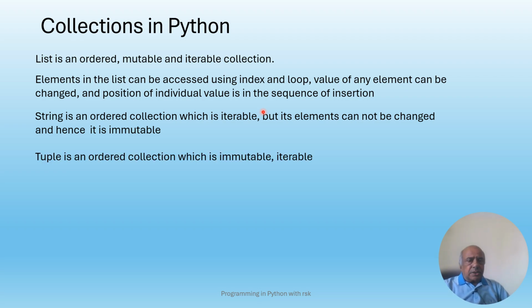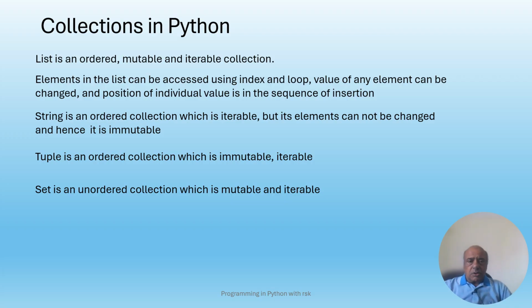Tuple is an ordered collection which is immutable but iterable. So there are 3 types of collections which resemble each other: list, string and tuple, but these are the subtle differences that we can appreciate through these 4 or 5 sentences which describe the attributes.